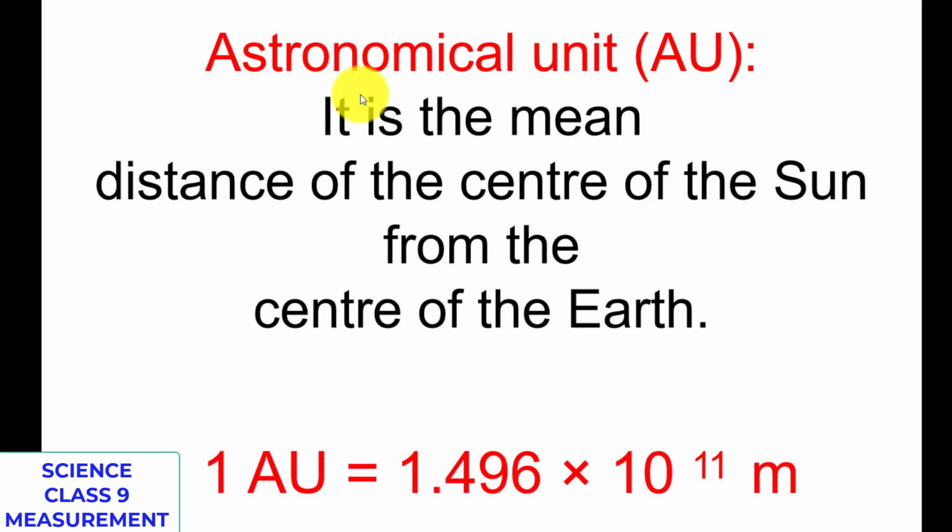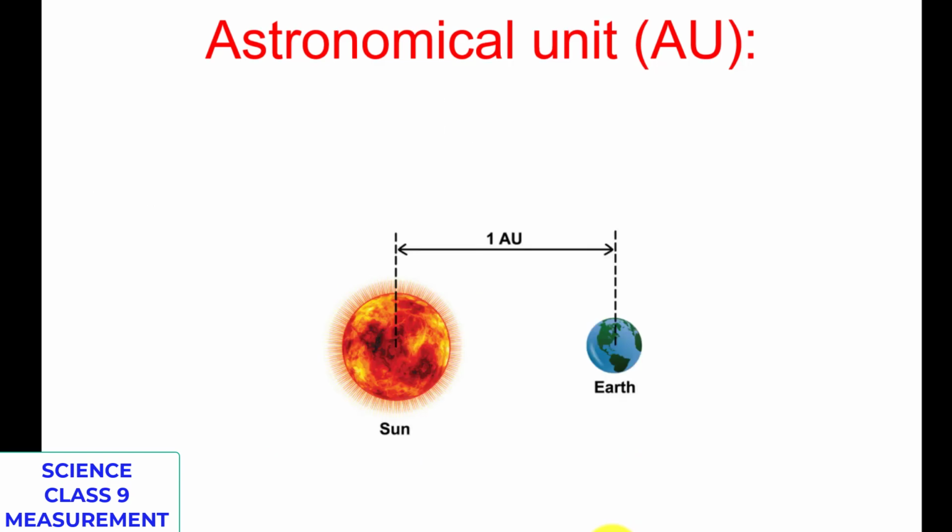How will you define astronomical unit? It is the mean distance of the center of the sun from the center of the earth. Okay, and if you look at this picture it will be very familiar. Then you can easily understand what is astronomical unit.